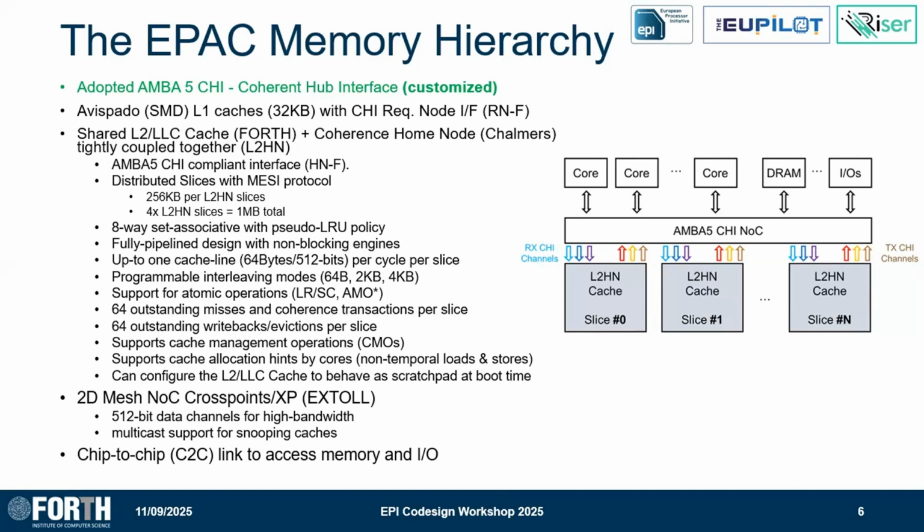Of course, we also support load reserve store conditional. That has been kind of complicated to prove forward progress on, because they need to have the proper properties. And in terms of performance here, we have multiple outstanding misses and coherence transactions per slice, and another 64 outstanding writebacks per slice. So in total, you can count something like 512 outstanding transactions to DRAM from the whole chip. It's a relatively big number.